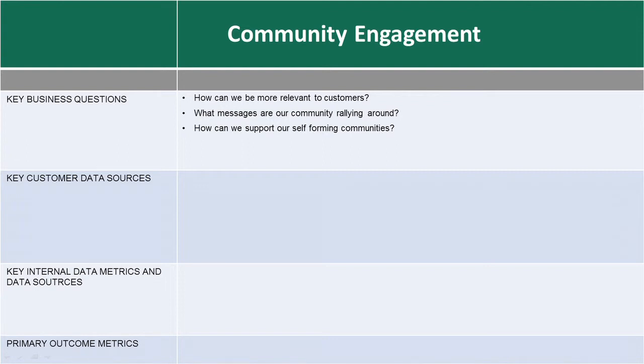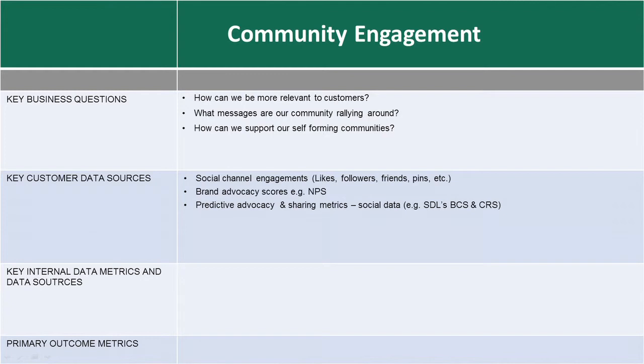So the kind of customer data sources to use at that point is, what's happening in social channels? How are your likes? How are your followers, friends, pins on Pinterest, etc.? You're definitely looking at brand advocacy scores. So for example, you may have a net promoter program in place. So you're looking at who's recommending and who's not. And again, this is where predictive advocacy scores can be very important. So for example, the SDL brand commitment or customer relevance scores are particularly useful at that kind of final stage in the cycle.